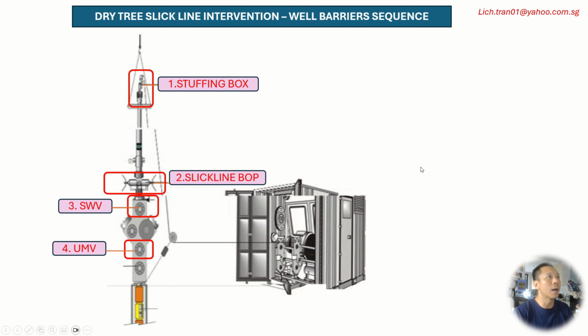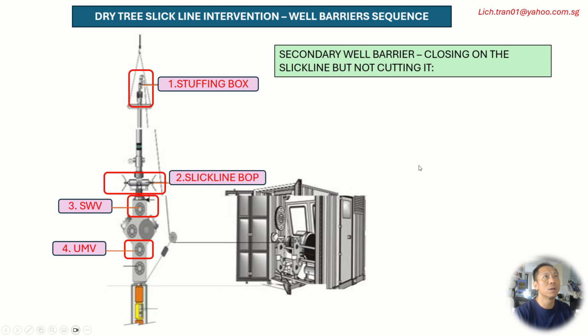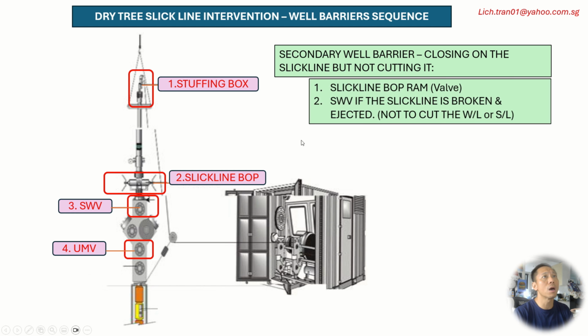And the secondary well barrier is the means that you use to close on the slickline or wireline, okay, but not cutting the line. So that will be the slickline BOP ram or the valve, and the swab valve. The swab valve on top here, another name, crown valve, if the slickline is broken and ejected from the lubricator. Okay, but we don't use it to cut the line, right?